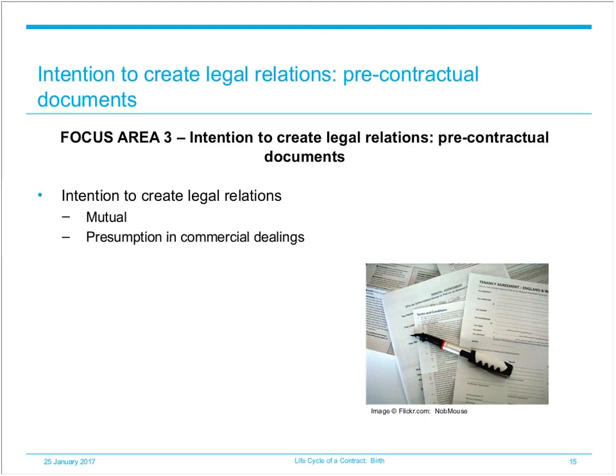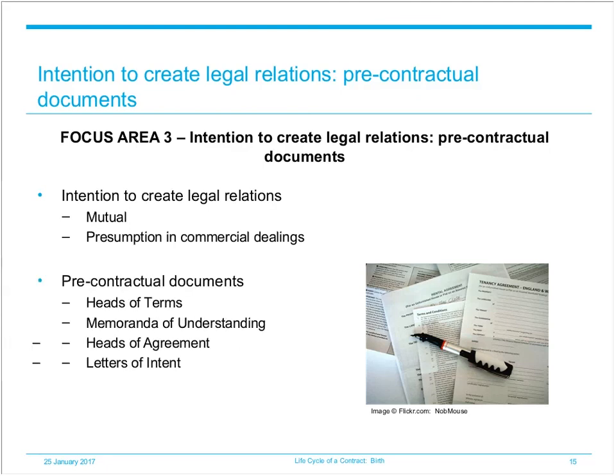In practice, this element of intention can sometimes become blurred by the use of pre-contractual documents. It's not uncommon for businesses to draw up such documents: heads of terms, memoranda of understanding, heads of agreement and letters of intent, for example. Typically, these pre-contractual documents lay out the terms to which the parties wish to agree, the terms on which they envisage a more detailed contract being built. The heads of terms, for example, are then passed to lawyers who engage in detailed negotiations and ultimately draw up a formal, long-form contract.